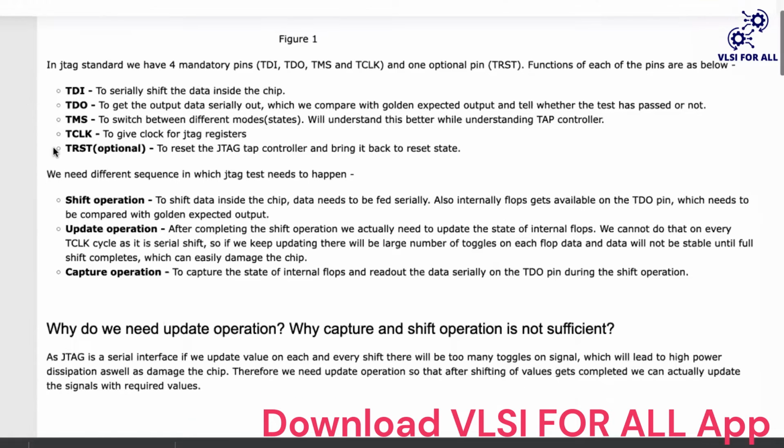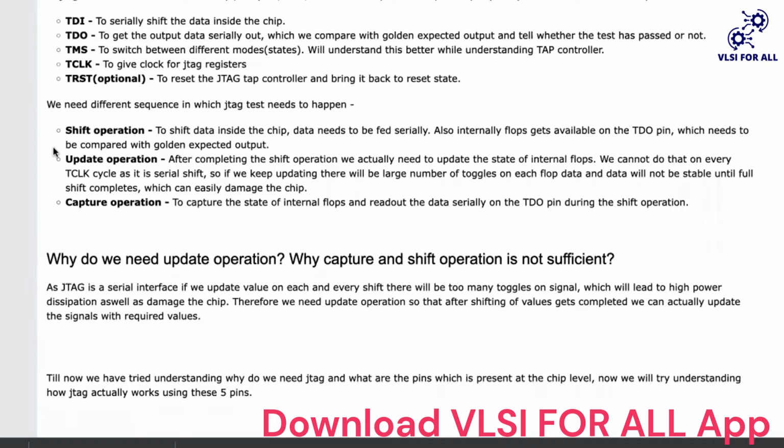Okay, let's go ahead. So now we understood what pins are there at the top level: there are TDI, TDO, TCLK, TMS, and TRST. Okay, we understood that part. But suppose there's a shift register and we need to serially shift data into this shift register, and we need to observe something over here. There's one pin and another pin over here, and this is a module. So what do we need more now?